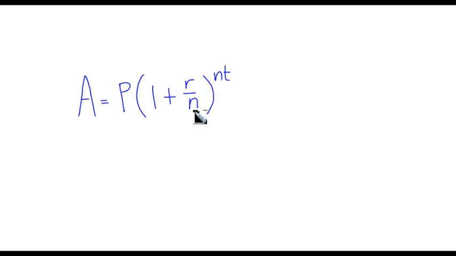You'll see N in both of these places. I'm going to come back to that. T represents our time. Time in these problems will be in terms of years. So N tells us how many times we will compound the interest in a given year.